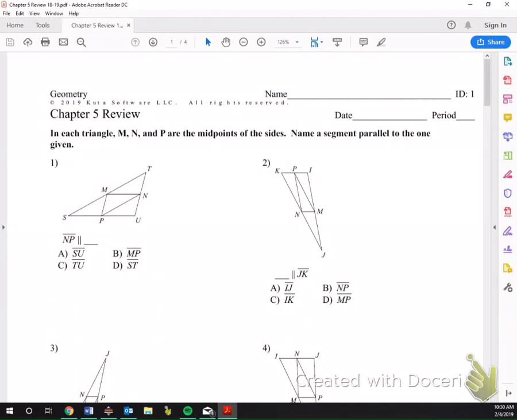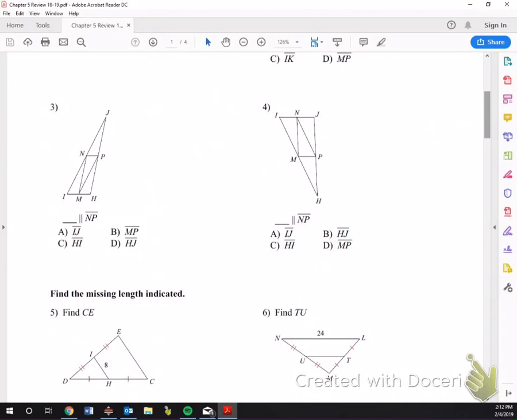So we're saying, hey, what's parallel to segment JK? So JK is right there. And so we want to look at what's parallel to that. So we know that if we're talking about mid-segments here, it's going to be the mid-segment that doesn't touch it, because if it touched it, it wouldn't be parallel. That gives us PM, or MP, as number D has it.